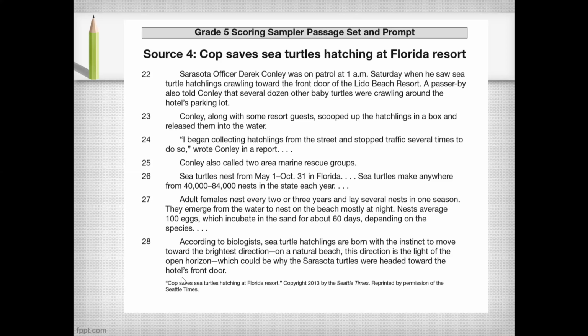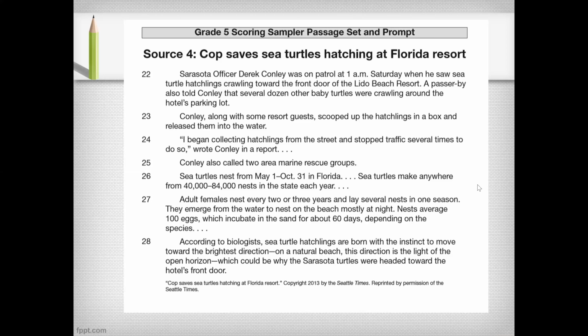Sea turtles nest from May 1st to October 31st in Florida. Sea turtles make anywhere from 40,000 to 84,000 nests in the state each year. Adult females nest every 2 or 3 years and lay several nests in one season. They emerge from the water to nest on the beach mostly at night. Nests average 100 eggs, which incubate in the sand for about 60 days, depending on the species. According to biologists, sea turtle hatchlings are born with the instinct to move toward the brightest direction. On a natural beach, this direction is the light of the open horizon, which would be why Sarasota turtles were headed toward the hotel's front door.